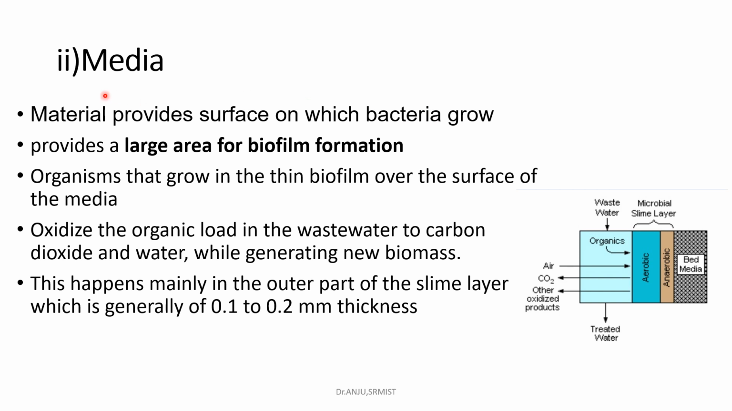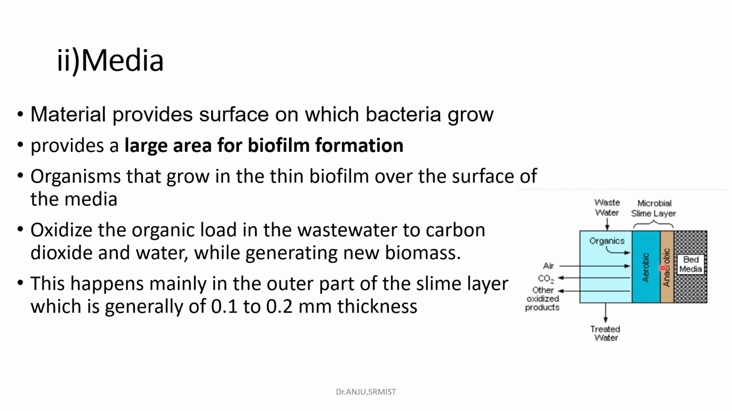The media, the second component in the trickling filter, is the material which provides the surface for the bacterial growth. So these media provide a large surface area for the biofilm formation. The organisms are able to grow on the surface of the media to form a thin biofilm. So they oxidize the organic material in the wastewater into carbon dioxide and water. And also new bacterial cells are formed, which is called the new biomass.